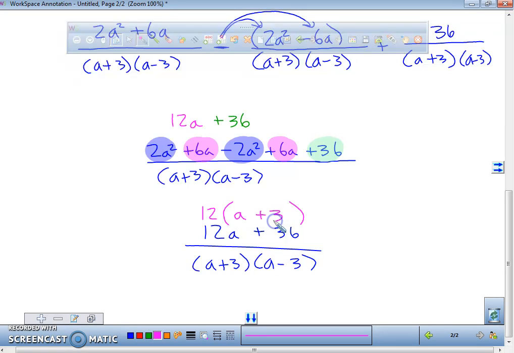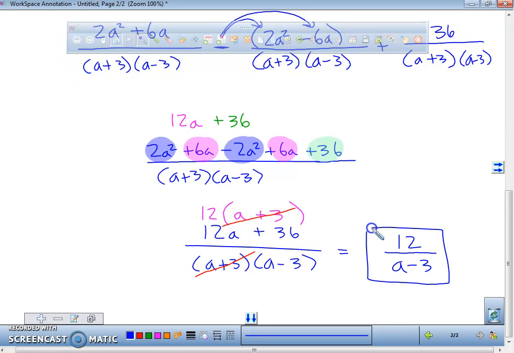Now look really carefully, because now you should realize the reason we had to factor out the 12 is because now the A plus 3's cancel each other out. Because any number divided by itself is 1. Our final simplified answer is 12 over A minus 3.